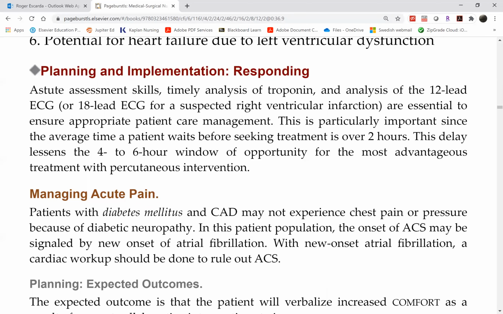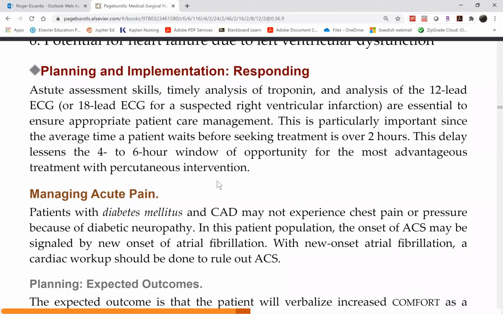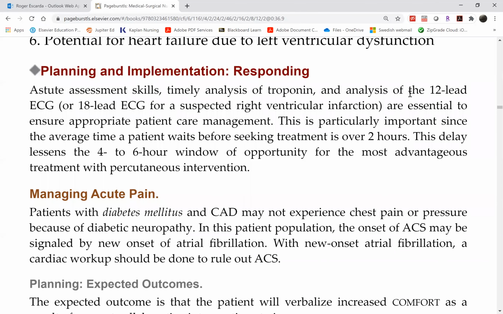All right, so we stopped at the signs and symptoms. Let's go now to management. So the ECG again, 12-lead ECG is essential to make a diagnosis. We need it right away in order to determine the next step. So we confirm an MI based on your ECG, and then that will be supported by your cardiac enzymes.